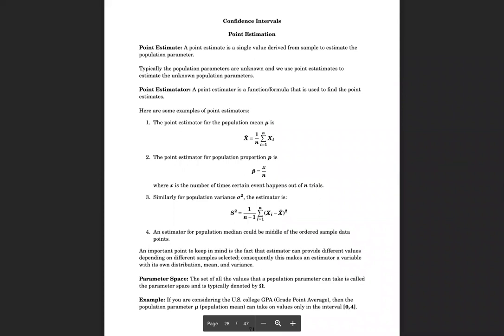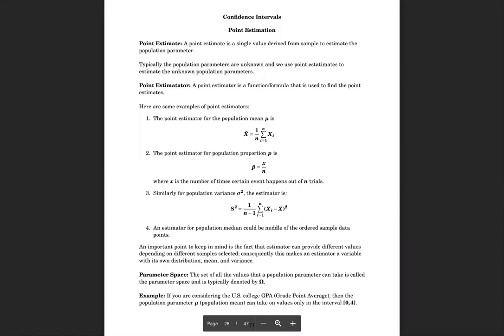So we just started confidence interval last time. To be comfortable in understanding these concepts, you need to understand some basic definitions that go with confidence interval. One is point estimate. The point estimate is a single value derived from sample to estimate the population parameter.